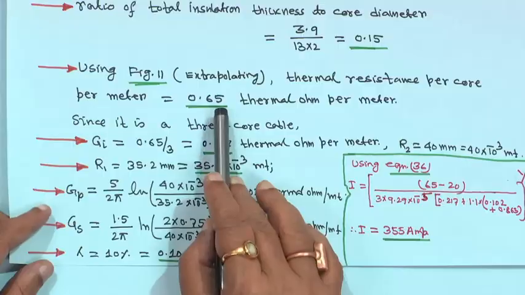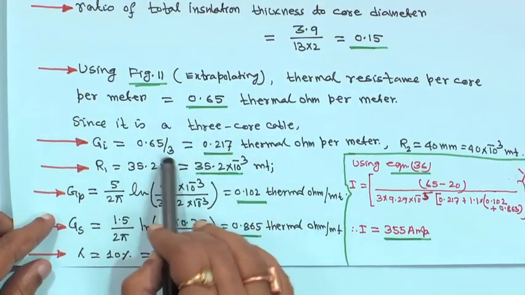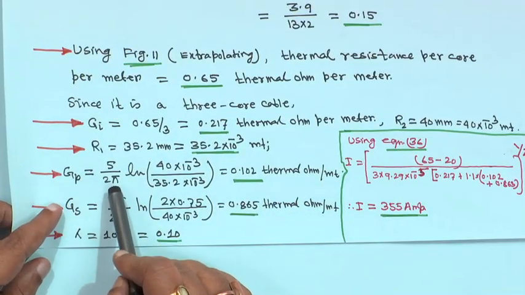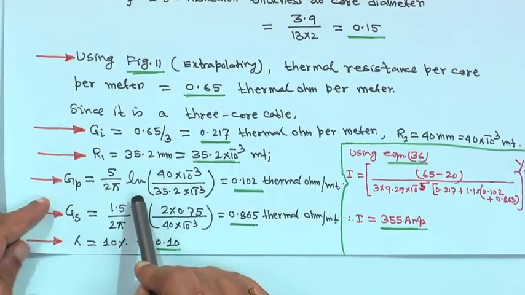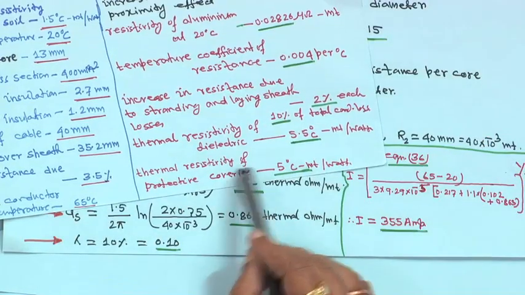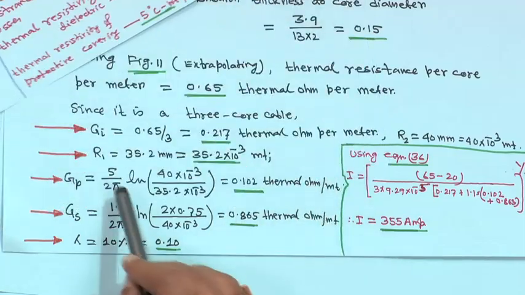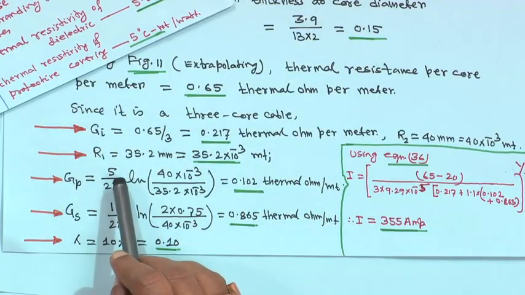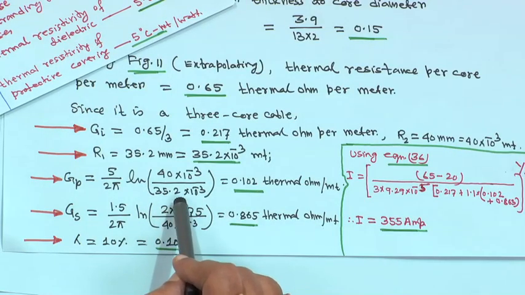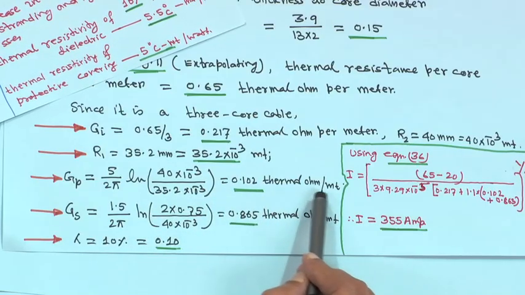From this you got the thermal resistance 0.65, but you have to see how many cores there are and divide accordingly, so this is 0.65 by 3, which is 0.217. Now, we know the formula for Gp. The thermal resistivity of the protective covering is given as 5 degree centigrade meter per watt. So, Gp is 5 by 2 pi ln of 40 into 10 to the power minus 3 divided by 35.2 into 10 to the power minus 3. You will get 0.102 thermal ohm per meter.